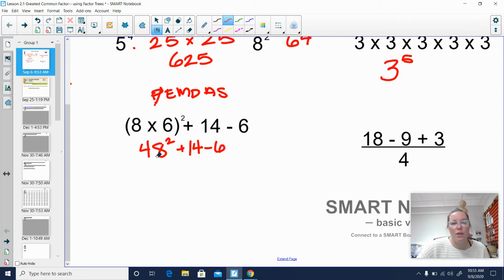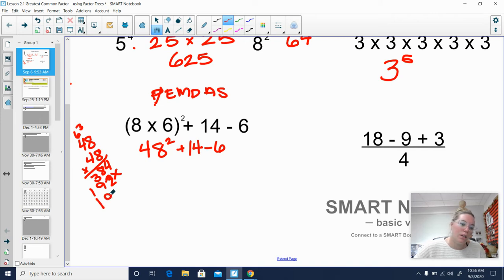I use my P, so now it's E. 48 squared is the same as 48 times 48. Ooh, that was tough. 8 times 8 is 64. 8 times 4 is 32. Plus 6 is 38. Placeholder. 4 times 8 is 32. 4 times 4 is 16, 17, 18.